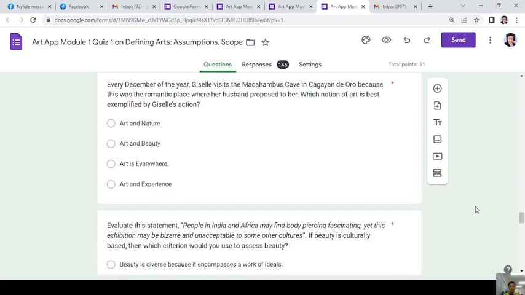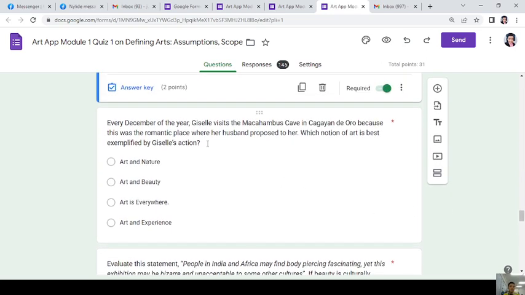Next, every December of the year, Giselle visits the Macahambus cave in Cagayan de Oro because this was the romantic place where her husband proposed to her. Which notion of art is best exemplified by Giselle's action?